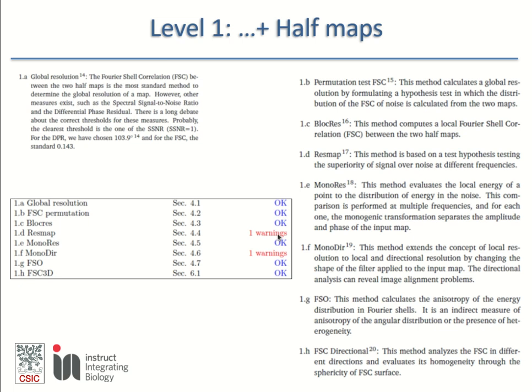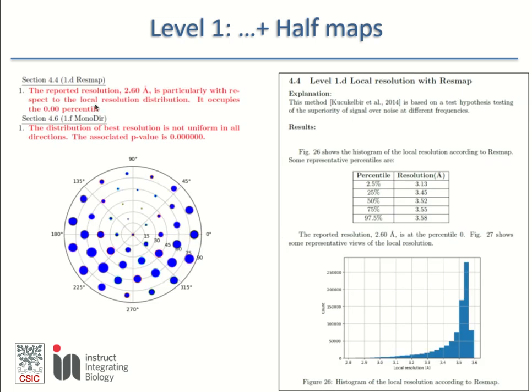So for instance, here there were two warnings. One was ResMap, that was again complaining that the reported resolution was too high, and here you have the kind of report, a page from that report. So you have the distribution of local resolutions according to ResMap, you have a table with significant percentiles or important percentiles. Here you have an explanation, and then down here you have the warning. And MonoDir is complaining that the distribution of resolution in directions is not uniform.